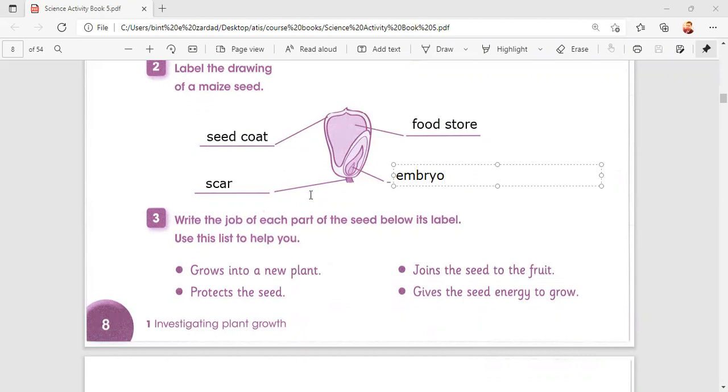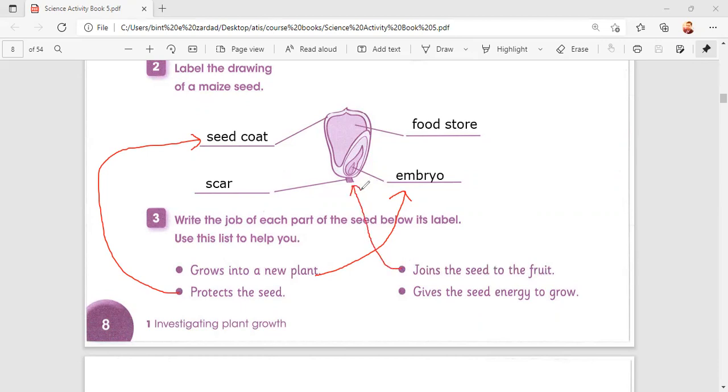So grows into a new plant. Which part grows into a new plant? It's the embryo. The embryo, or tiny plant, grows into a new plant. Protects the seed. It's the seed coat. The seed coat protects the seed. Joins the seed to the fruit. Scar. This part joins the seed to the fruit. And gives the seed energy to grow. This one, obviously, is the food store. The food store provides the energy to the seed to grow and provides food to the embryo.